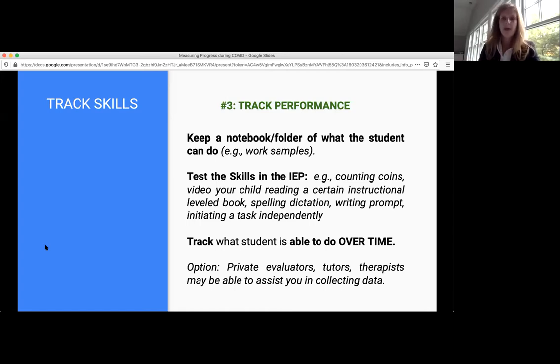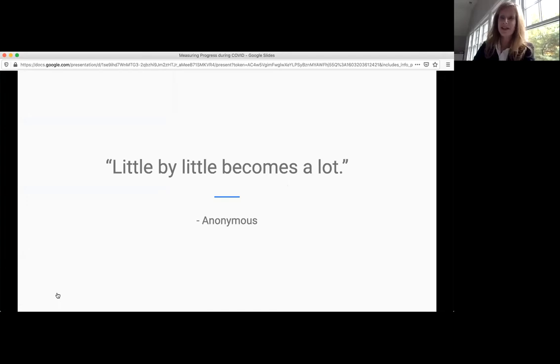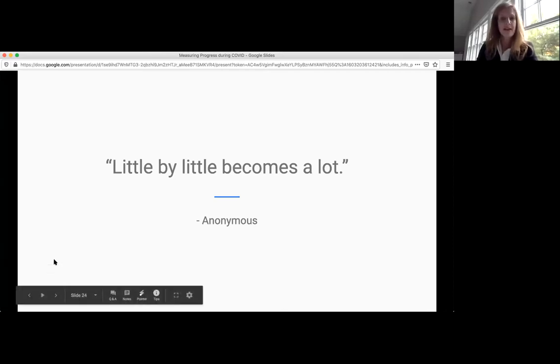I have a little note at the bottom that if your child happens to be working with any private tutors or speech therapists or anybody else that might be able to assist you in collecting some data, some informal assessments, that's obviously going to be very, very helpful. Again, little by little, it becomes a lot. It's not intending to overwhelm you. It's just giving you an idea of the types of data that you can be documenting from home during this remote time.